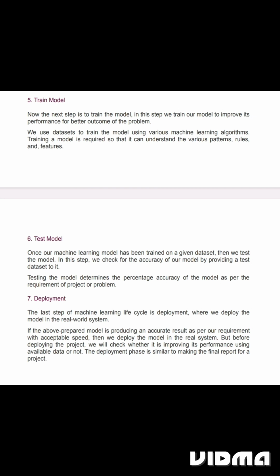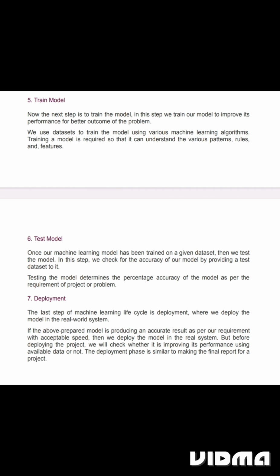6. Test model. Once our machine learning model has been trained on a given dataset, then we test the model. In this step, we check the accuracy of our model by providing a test dataset to it. Testing the model determines the percentage accuracy of the model as per the requirement of the project or problem.